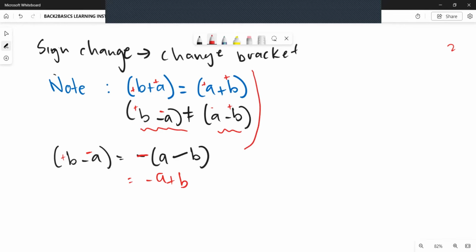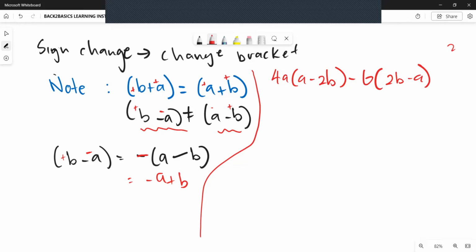So let's get some examples while we are still on that. Now, let's say I give you 4A into bracket A subtract 2B, close bracket, subtract 6 into 2B subtract A. What is it that you can notice here? Remember, I said firstly, when you have this, you can check common factors. Now, look, can you see that your A subtract 2B is not the same as 2B subtract A?